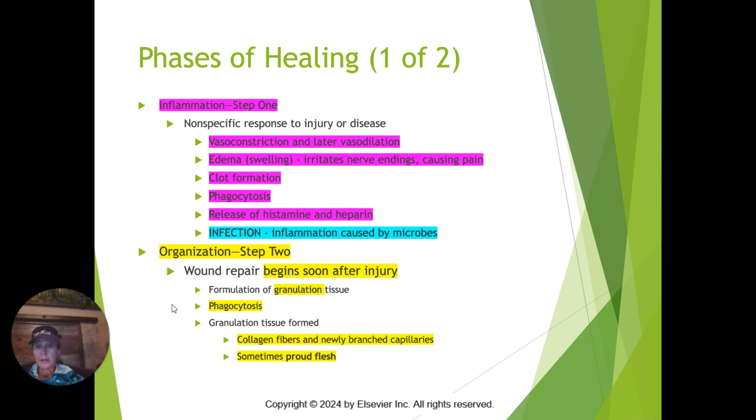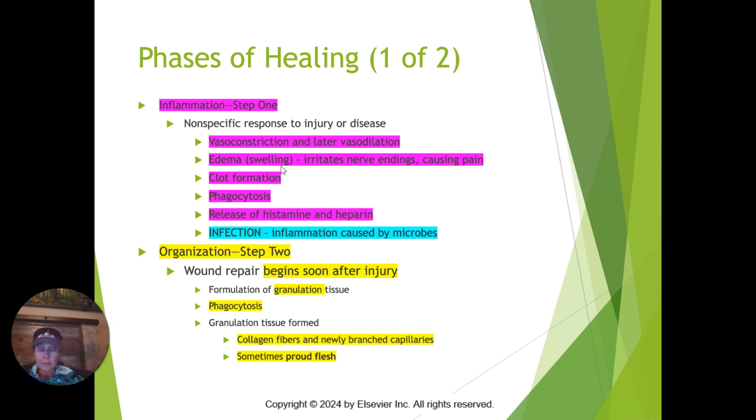I would highly recommend that you read your chapter about phases of healing, because it is very important to know, because that's a big part of our job, is to help promote healing in the body. Inflammation is step one. Inflammation is a non-specific response to injury or disease. It starts with constriction of blood vessels, and then later on, those blood vessels dilate to help bring nutrients and macrophages to the damaged tissues.